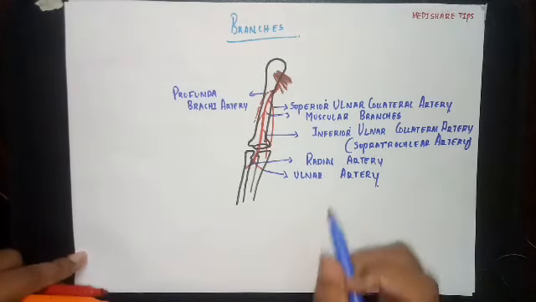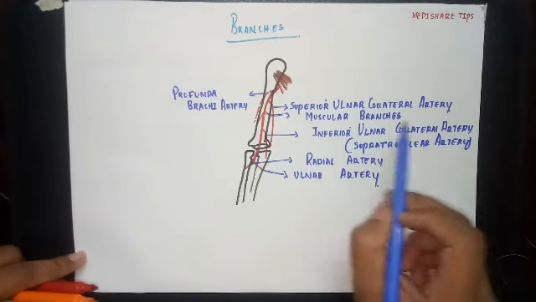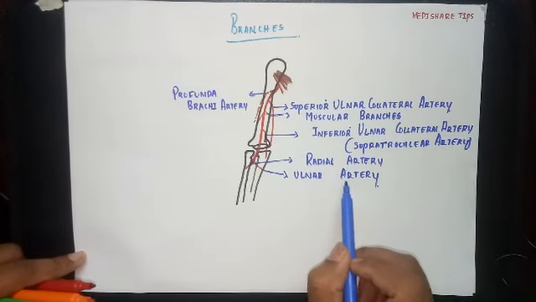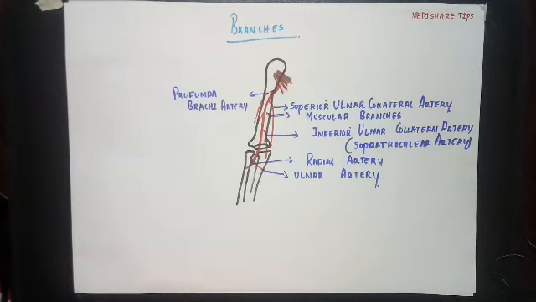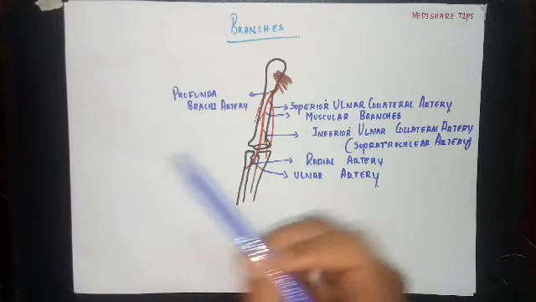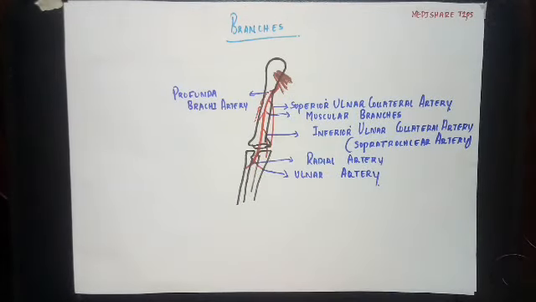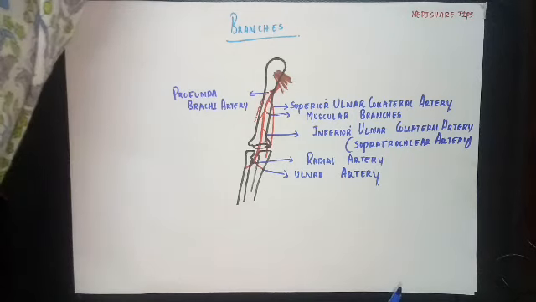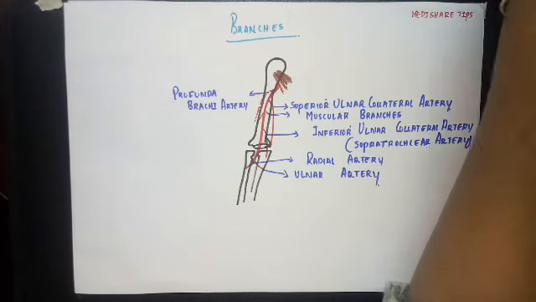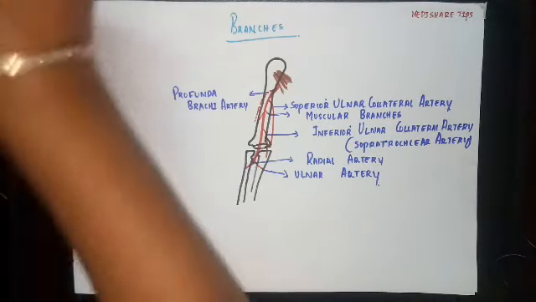These include the profunda brachial artery, superior ulnar collateral artery, muscular branches, inferior ulnar collateral artery or supratrochlear artery, the radial artery and ulnar artery, which are the terminal branches of the brachial artery. And there are branches which are given by the profunda brachial artery. We will discuss that also. These are the branches from the profunda brachial artery.